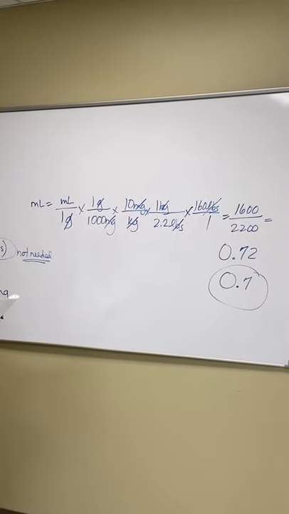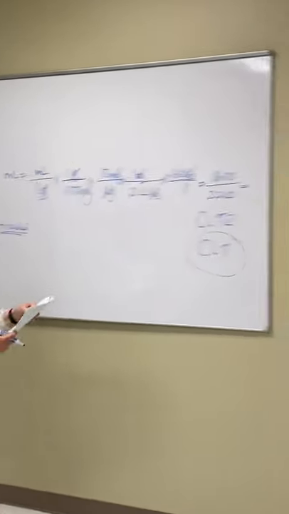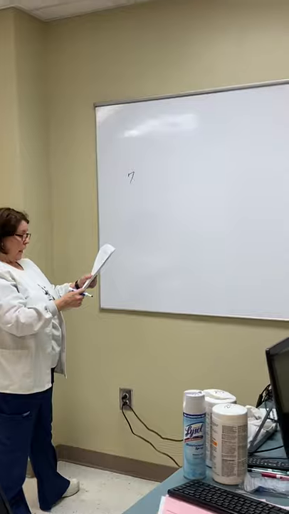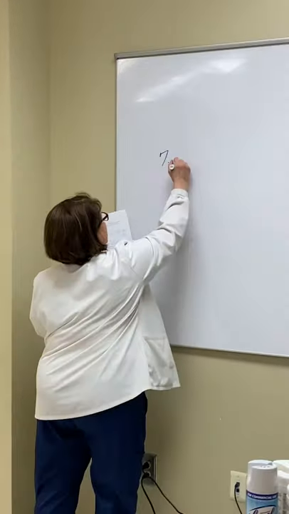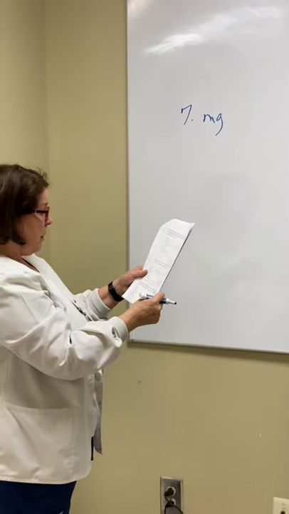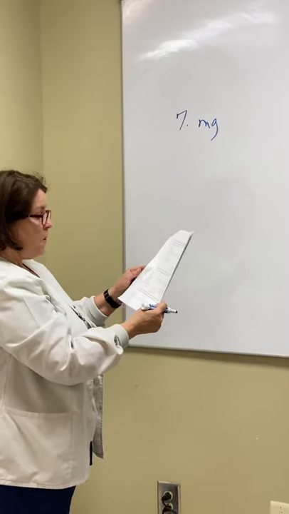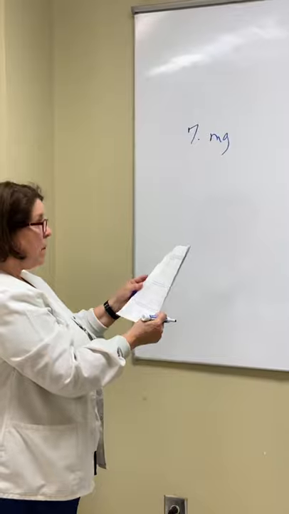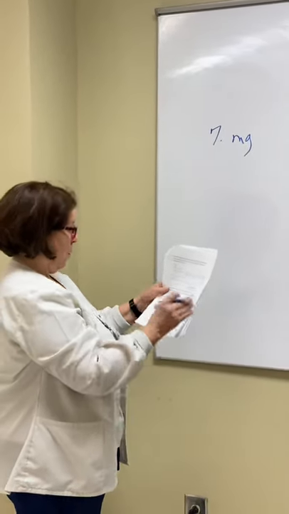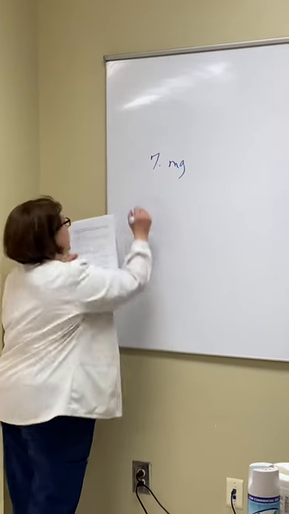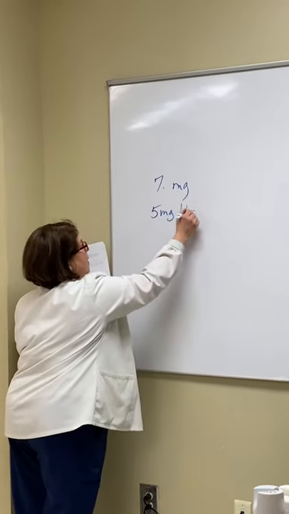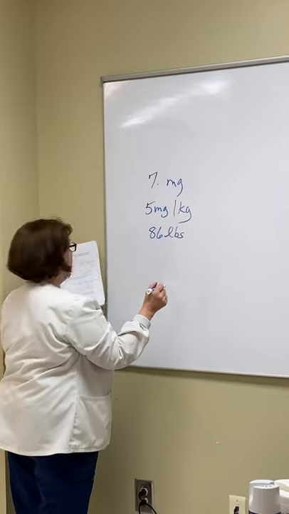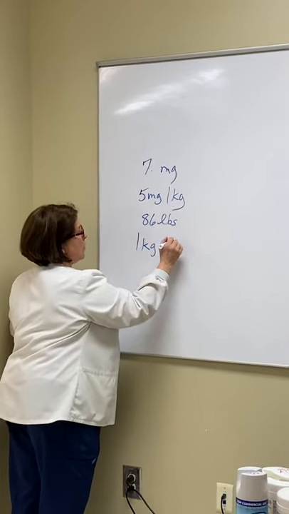All right. Let's work number 7. Number 7, we are looking for milligrams in this problem. A child is to receive tetracycline. The prescribed dose is 5 milligrams per kg of body weight. If the child weighs 86 pounds, how many milligrams would the child receive? This one is pretty straightforward. I'm going to write my information down. We've got 5 milligrams per kg, and the child weighs 86 pounds. The conversion needed here is 1 kg equals 2.2 pounds.